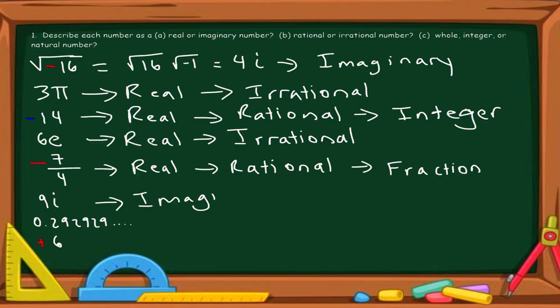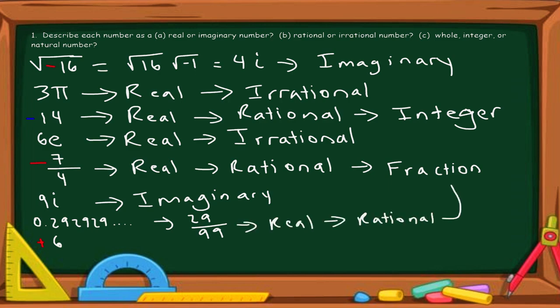0.29 repeating, so we have a repeating non-terminating decimal, and we can write this as a fraction. This is 29 over 99. Now you could plug that in your calculator if you want to. So any fraction using integers, that's a real number, and it's going to be rational as well. Positive 6, that is definitely a real number. It's also rational. We can write that as a fraction, 6 over 1, 12 over 2, 18 over 3. Now, positive 6 is an integer.